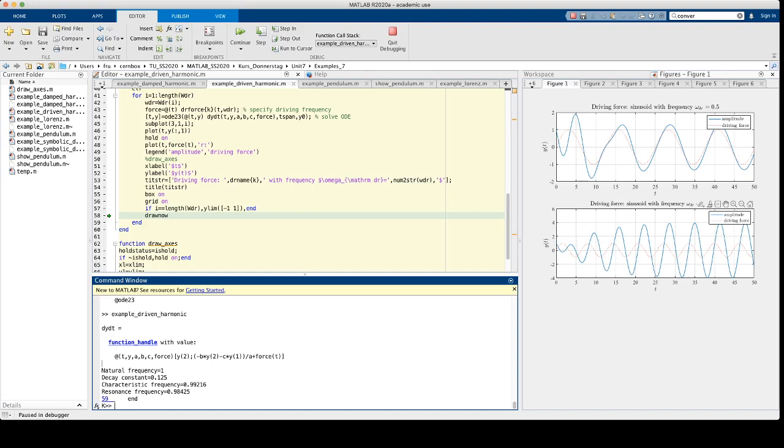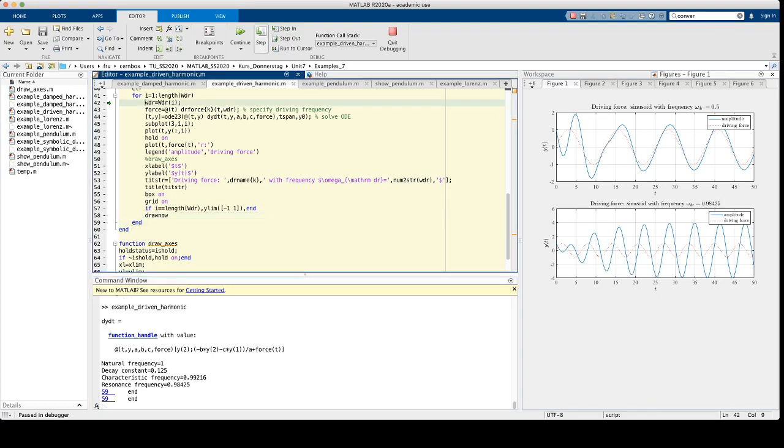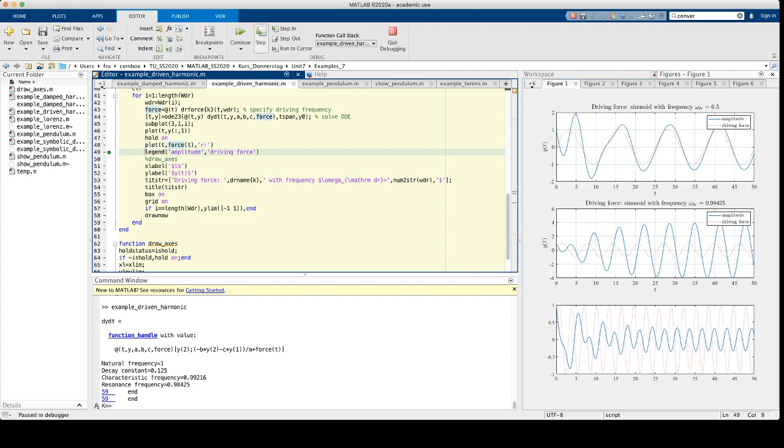Now let's pass to a large frequency of the driving force, much larger than the resonance frequency. In this case, we see that the amplitude gets rather small and that it is shifted with respect to the driving force by pi, 180 degrees. So when the driving force goes up, the solution goes down.